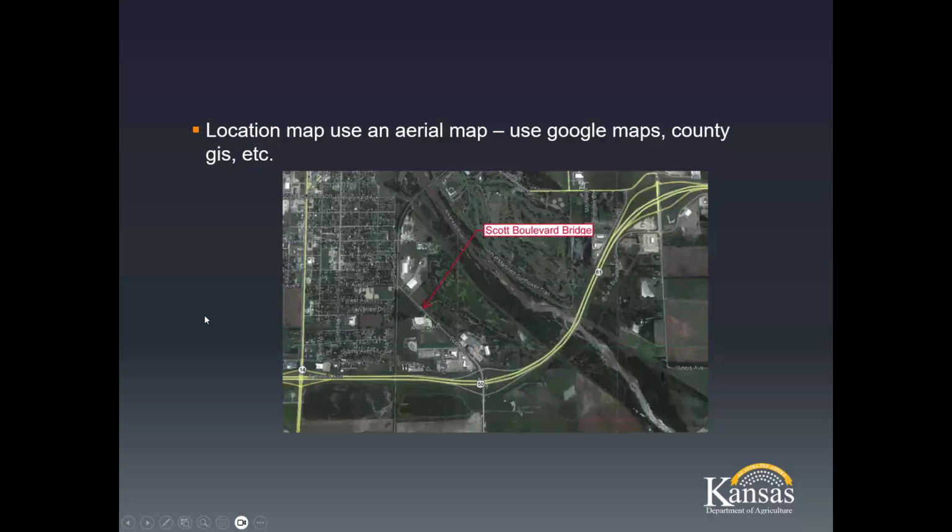So this is a location map. This is Scott Boulevard Bridge, a location map that was given to us. You can use Google Maps, County GIS, etc. Just show us where the project's going to be located. Sometimes there are several bridges in a location, and so we need to know which one you're talking about.